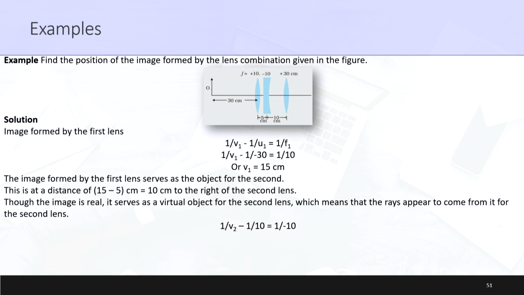Okay. As this 5 centimeter is being used, let me try to explain it much more clearly. So, this is 5 centimeters and this is another 10 centimeters. Somewhere at this location the image would have been formed by the first lens. Therefore, the virtual object distance for the second lens would be not 15, but 10 centimeters. Why? Because there is a distance between these two lenses.